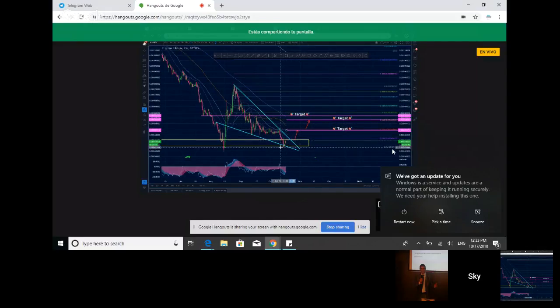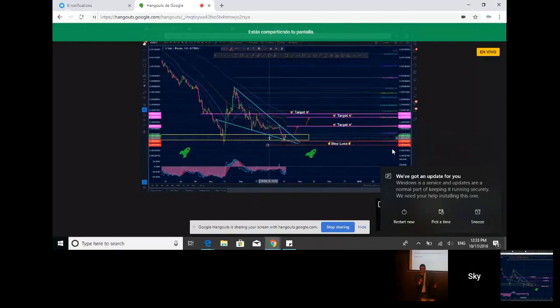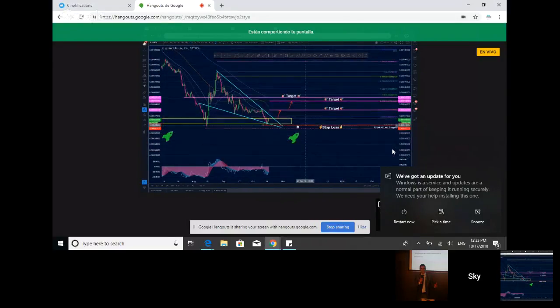What about the stop loss? I prefer using the stop loss at the previous low. So if this stop loss is triggered, the last point of support should be at the previous low, like this. Like this. This is the last support at 400. So this is the last support.